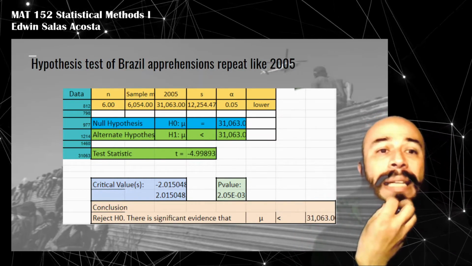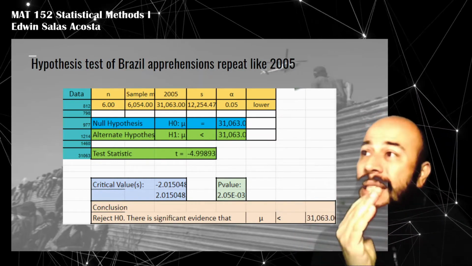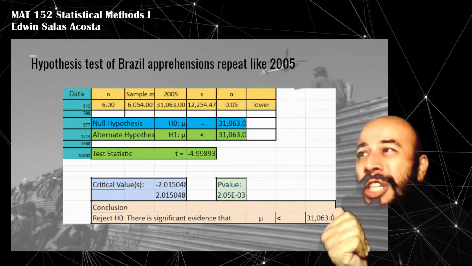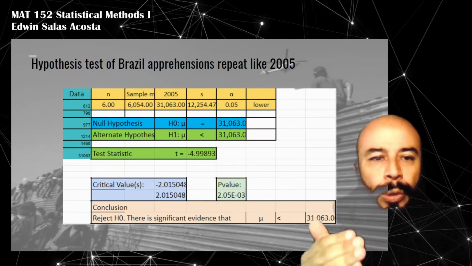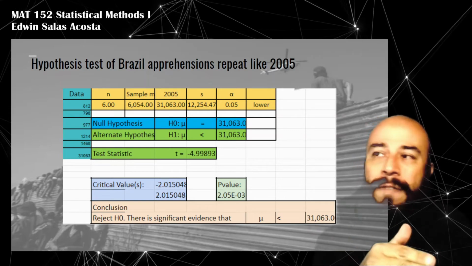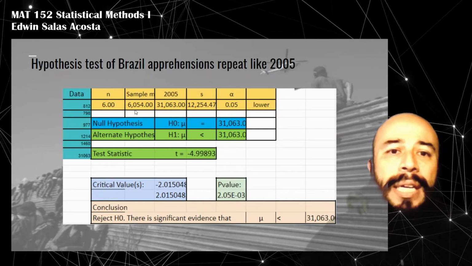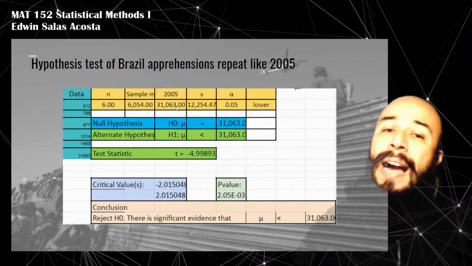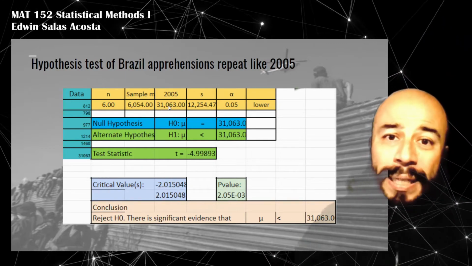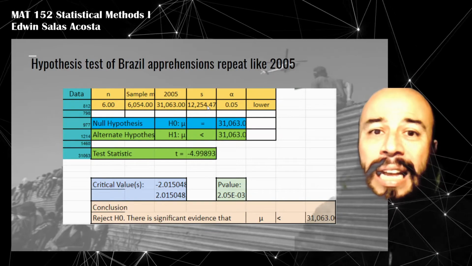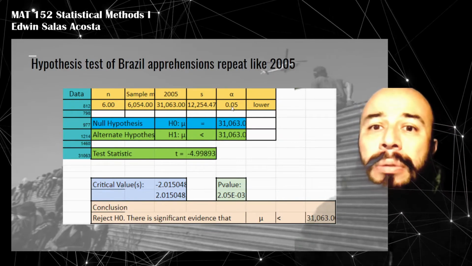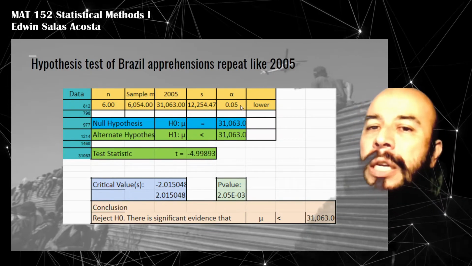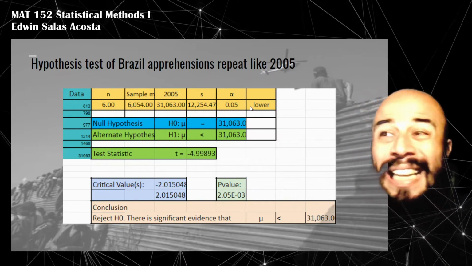Well, I made the data. It's about the 6 years between 2005 and 2010. We can see the different numbers. We're saying the sample median is 6,000, and this is 2005. When I want to make the test, this is the standard deviation, and this is 0.5 because the test I want to make is the lower one.